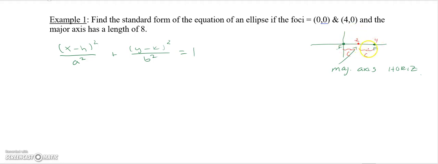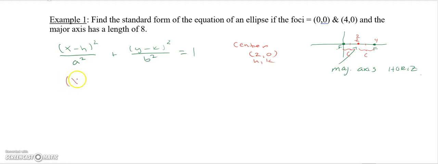So if the foci are 4 units apart from each other and they are congruent, then my Z is at 2. So I know that my center is the point 2, 0. So I have my H and my K. So I can plug those into my formula.